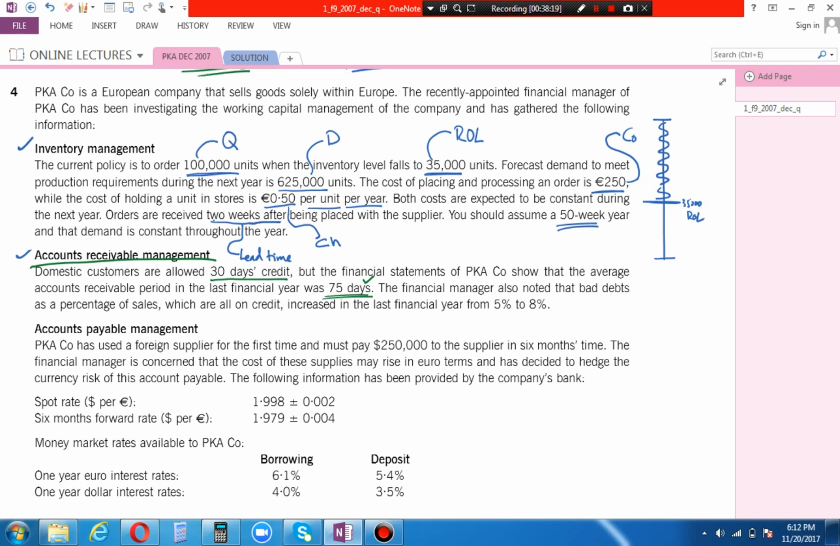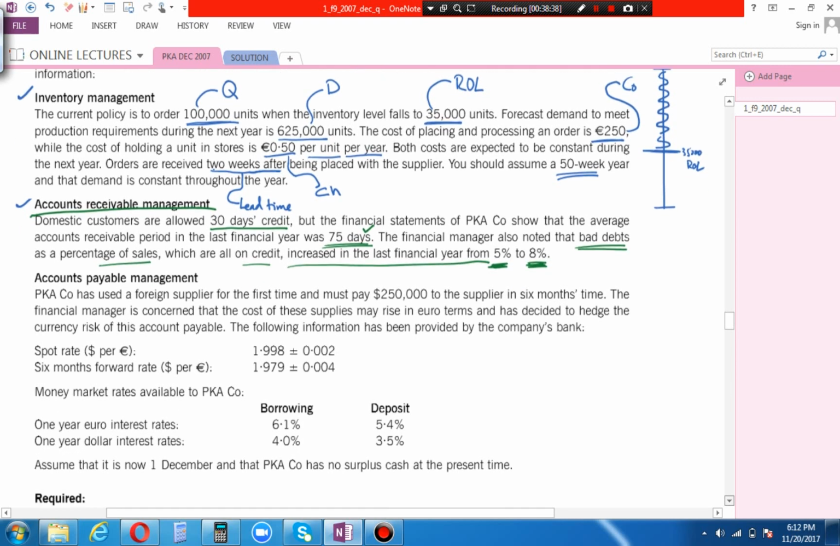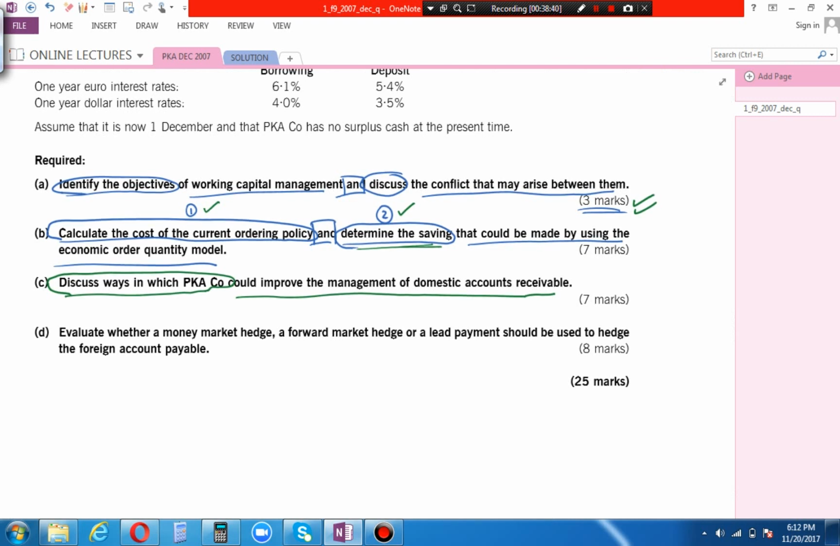And the second statement is saying that the financial manager also noted that bad debts as a percentage of sales which are on credit increased in the last financial year from 5% to 8%. So let's see the question again. Discuss the ways in which PKA could improve management of domestic account receivable. How many marks? 7 marks.